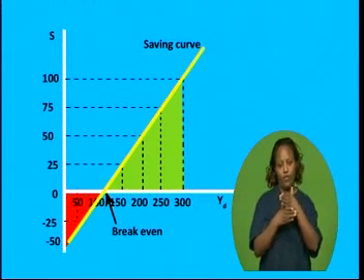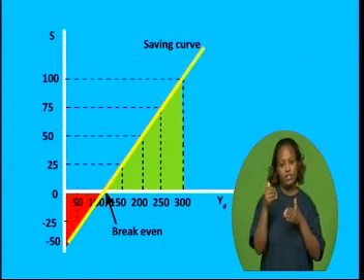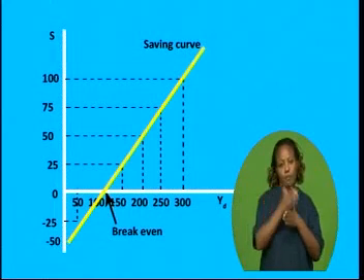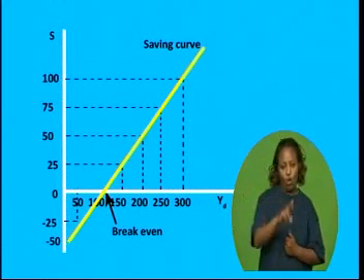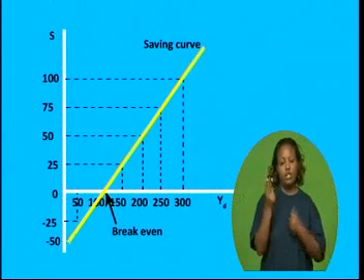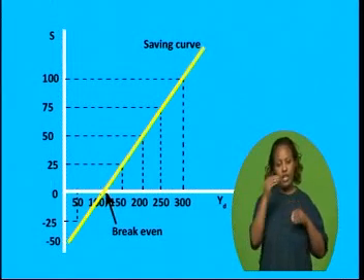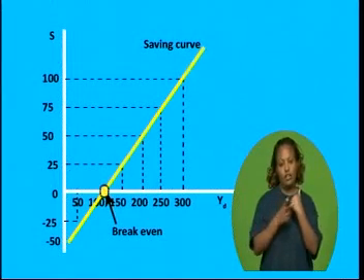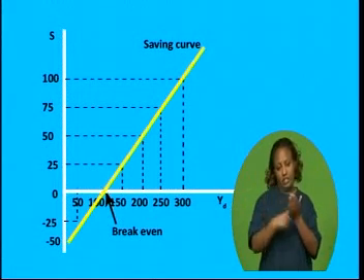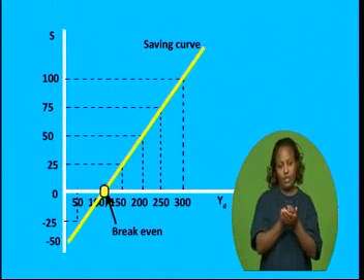At zero level of income, saving is negative 50 million birr, which equals the minimum level of consumption, or equivalently the autonomous consumption. Saving is zero at 100 million birr income level, at which the saving line crosses the horizontal axis. This point represents the break-even point of the economy.